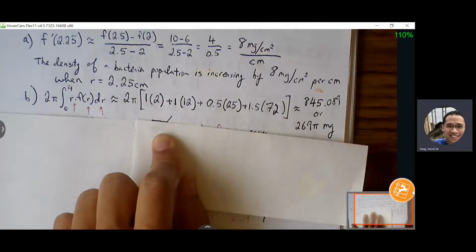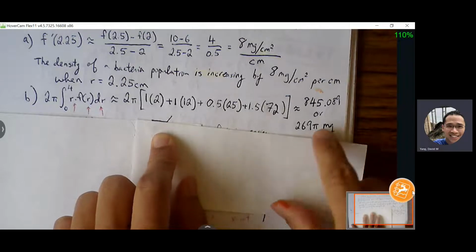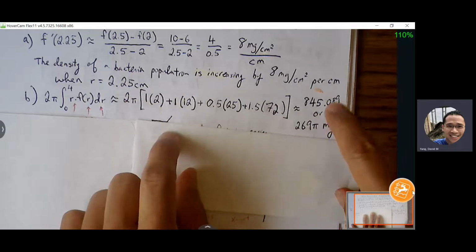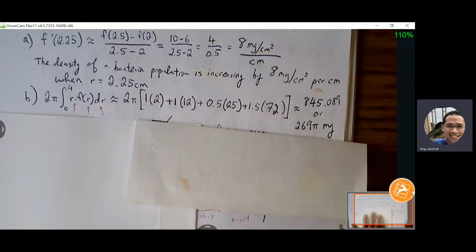Any questions so far? You can either leave your answer in terms of pi, or you can multiply that 2 pi through and get a decimal. If they don't specify, then you have the option.